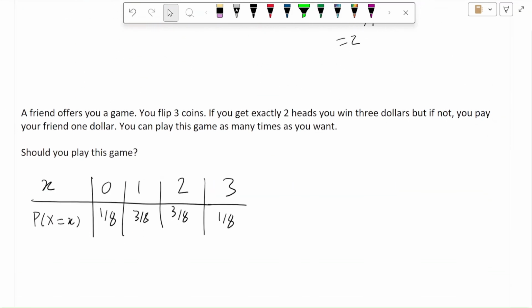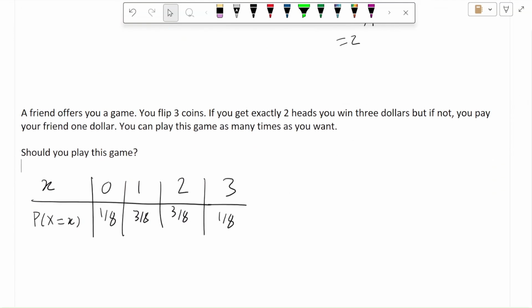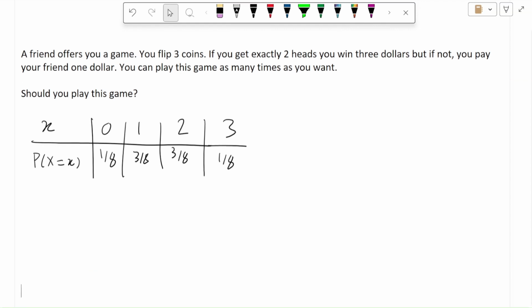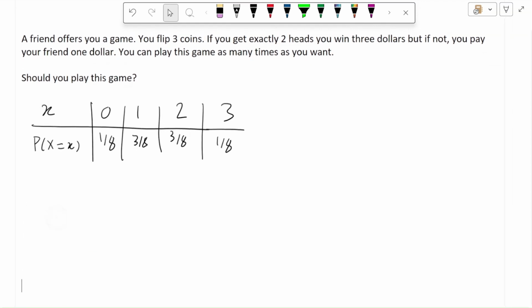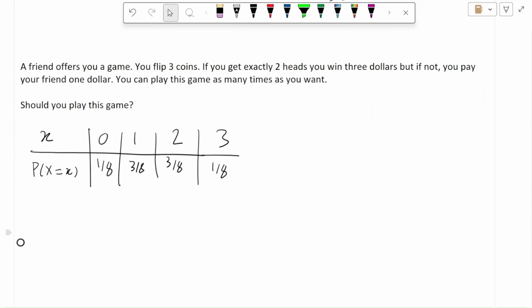Next, we're just going to check if this game is fair. So another really good use for expected value is games of chance. I do not recommend that you play games of chance for money in real life, but you can use it to figure out if those games are fair.